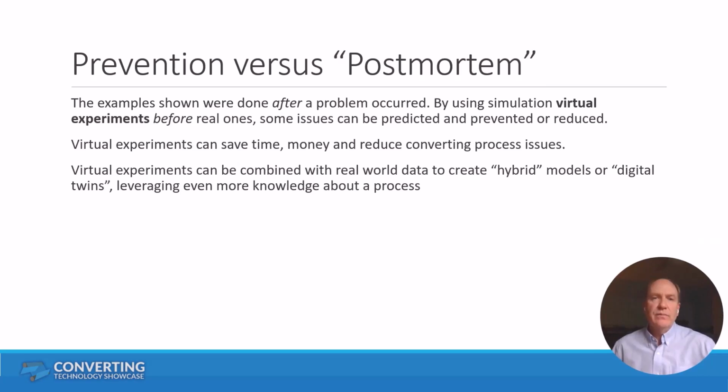The examples shown here were done after a problem occurred. By using simulation and virtual experiments before real ones, though, some issues can be predicted and prevented, or at least reduced. So these types of virtual experiments can save time, money, and reduce converting issues. But you don't have to stop there. You can combine these types of virtual experiments and simulations with data you collect from your production lines to create hybrid models or even digital twins, leveraging everything you know about the process.